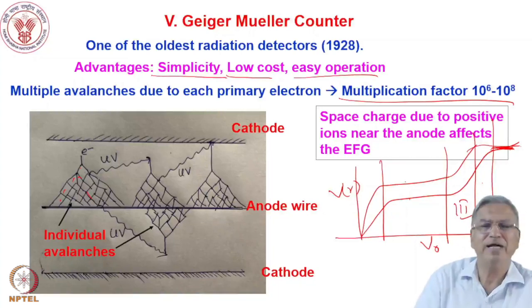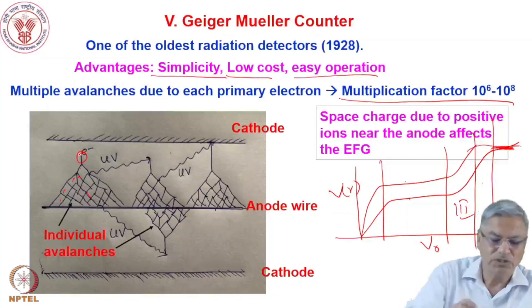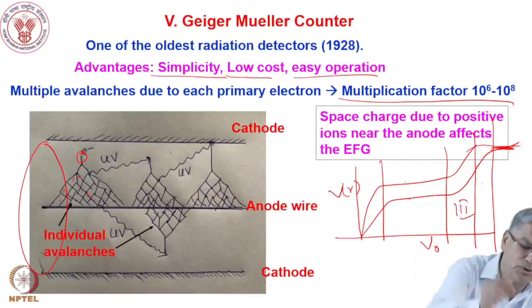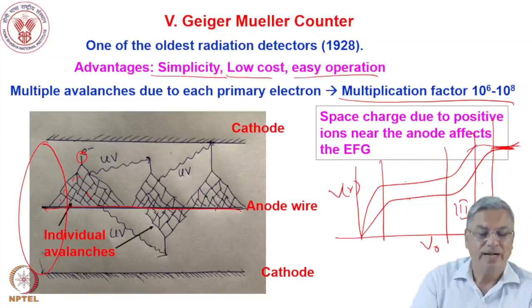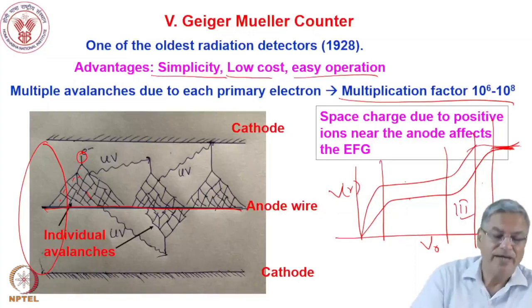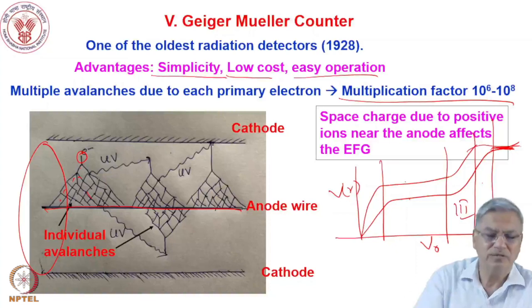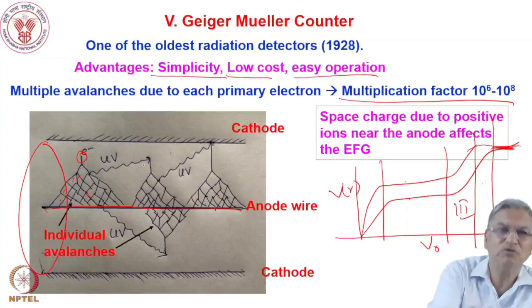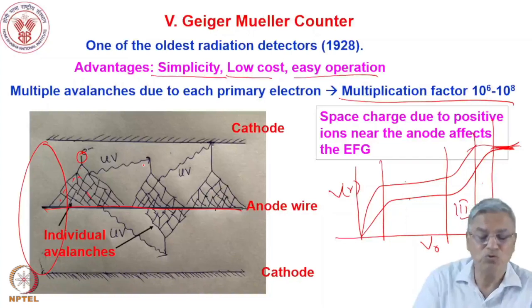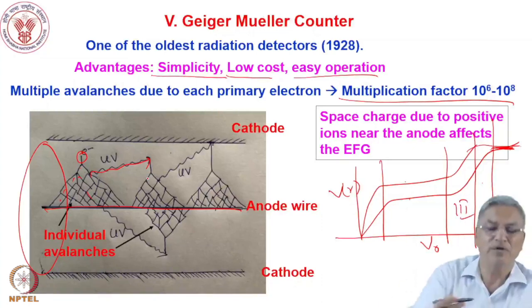So what is happening is that when the electron is generated at any point, let us say it is produced here, so this is a tube, you can see here, this is the anode wire. Wherever the electron is produced, it will try to go to the anode, and along the path going towards the anode, it will be generating ionization. During that ionization process, there will be excited molecules which will emit light, so UV radiation can be emitted. These UV photons can further cause ionization and generate another avalanche.